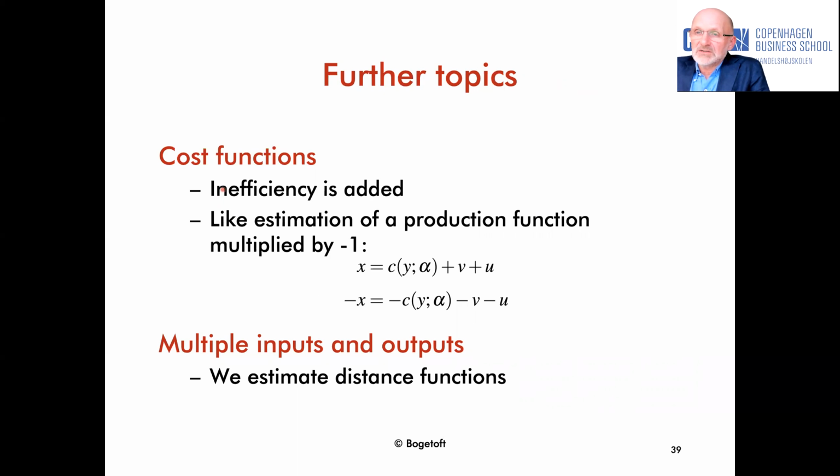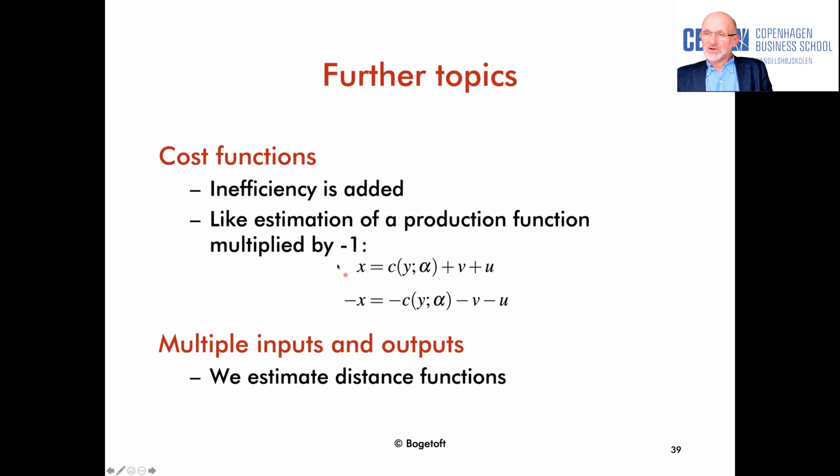A cost function you could also do. We do actually now have one procedure that will estimate the cost function, and it is actually what this extra procedure, SFA cost, I think it's called, is doing. But the idea is actually very simple. You just have a cost function: cost is equal to some function of output, plus a noise term. And now inefficiency is going to be added to the noise term because inefficiency increases cost.